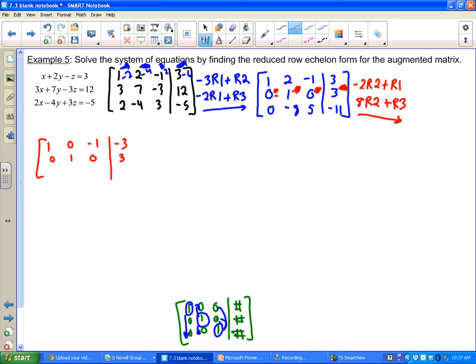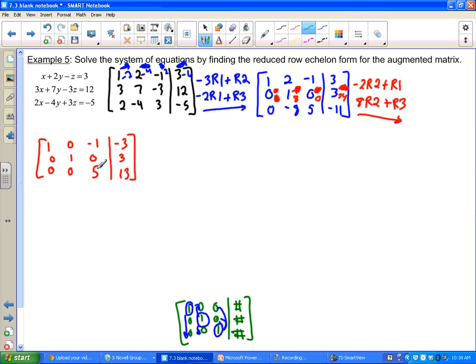I want to do 8 times row 2. So 8, that's not 8, that's 0. 8, 0, 24. So I want to add that to row 3. So 0 plus 0 is 0. 8 minus 8 is 0. 0 plus 5 is 5. 24 minus 11 is 13. Okay, so we're done with the second column. We've got 0, 1, 0.